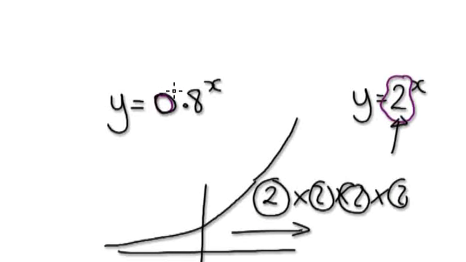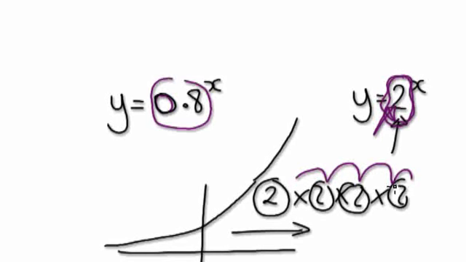Okay, in this case here, when this number here is 2, it gets bigger and bigger and bigger at each stage. Here, because it's a number that's less than 1, as you head towards positive infinity, it gets smaller and smaller and smaller. So look at this here. Let's say y equals 0.8 to the power of x.